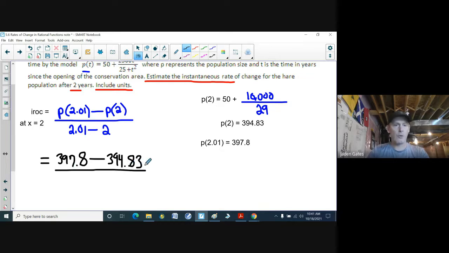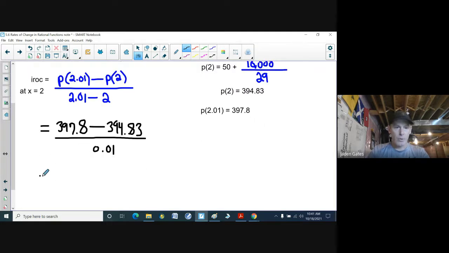And 2.01 minus 2, again, that's 0.01. All right, equals, let's see here, subtract those two, and I get 2.97 divided by 0.01. All right, now the final numerical value is 297.